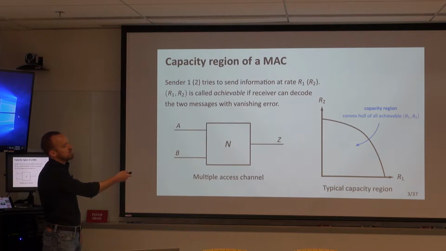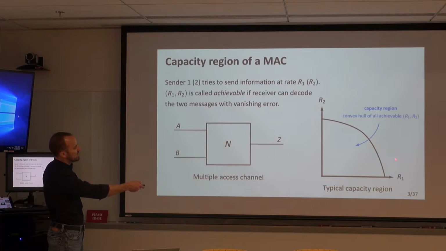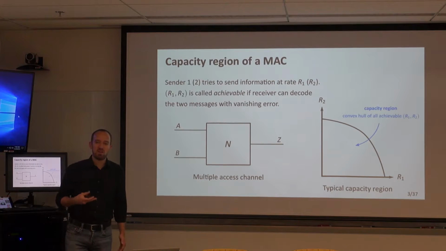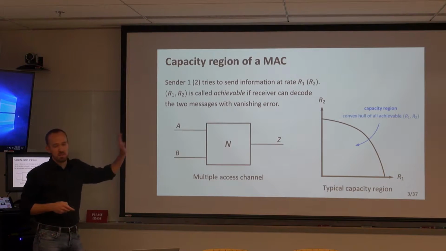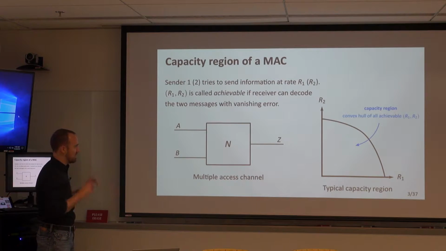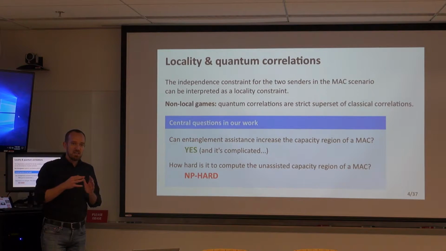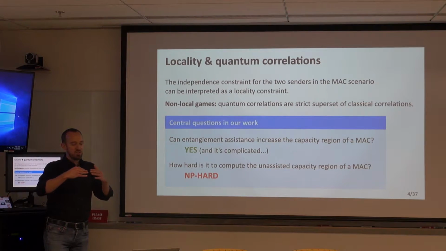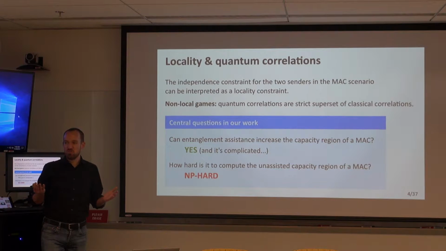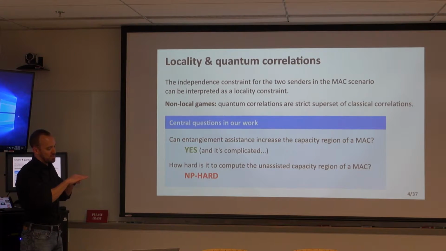And a typical capacity region looks a bit like this. So it's a convex area here, and it's composed of the convex hull of all the achievable rate pairs R1, R2 that we can achieve in a transmission. And I will explain all of this in much more detail now that you have an image in your head. And I told you before that in the communication scenario, you usually assume that the two senders are not allowed to communicate during the transmission, which imposes this kind of locality constraint in the whole communication setting.